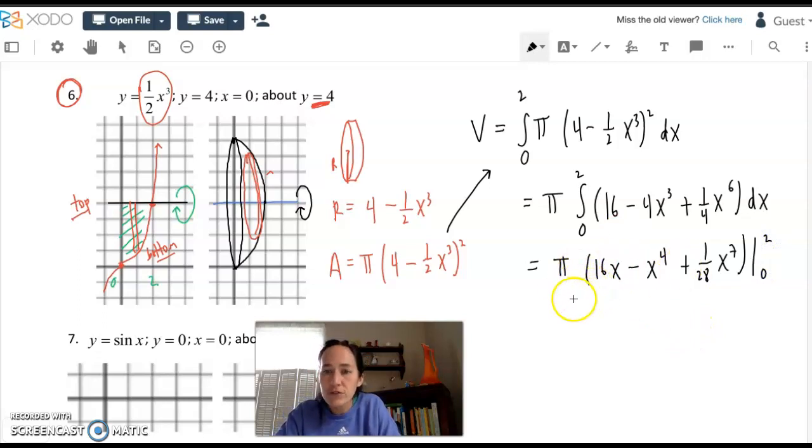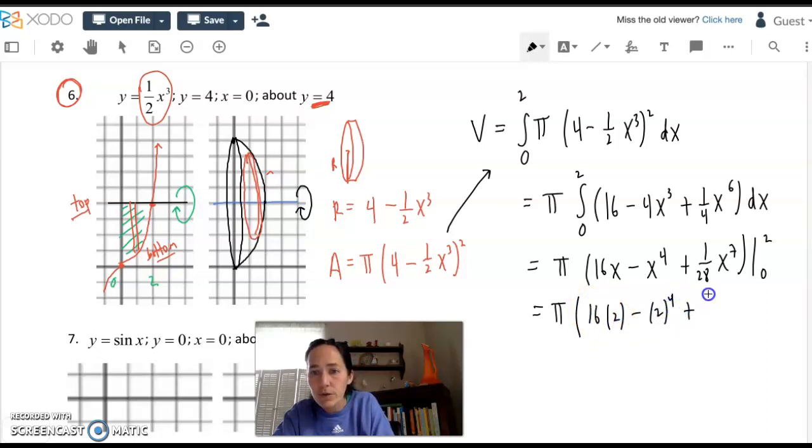And this is where I left you to do the plug-in last time. Pi on the outside, plug in 2, subtract what you get when you plug in 0, which actually will be pretty quick to show here. So 16 times 2 minus 2 to the 4th plus 1/28 of 2 to the 7th, minus 0, minus 0, minus 0.